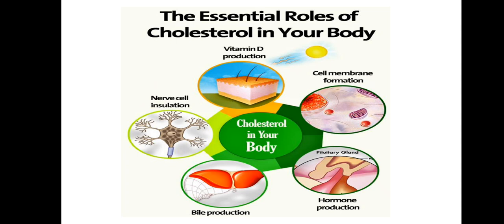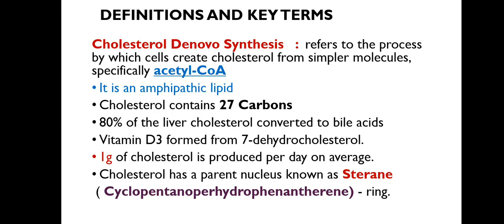In summary, we've said it is used in vitamin D formation, it is part of the cell membrane, it is used in the production of hormones, and it is among the components or structures of a nerve. Apart from that, this cholesterol is used in the production of bile. So, very important points there. Now, just key definitions before we even go into the actual details of what this cholesterol synthesis is all about.